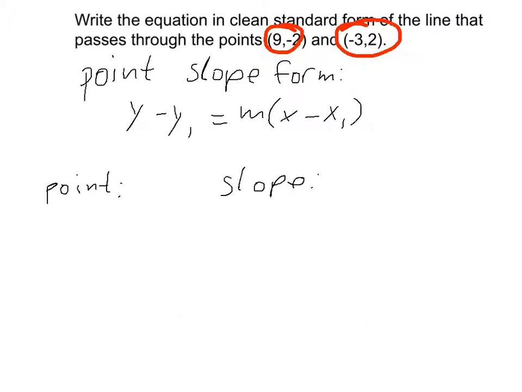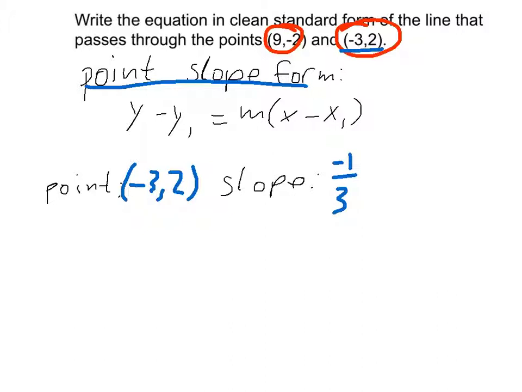Okay, point-slope form is equal to y minus y1 equals m times x minus x1. So we'll put a point in. We'll use this point because it's smaller. So our point is (-3, 2), and our slope that we just found is -1/3. So here's our m, here's our y1, and here's our x1. So now we can write our equation. y minus 2 equals -1/3 times x minus -3.